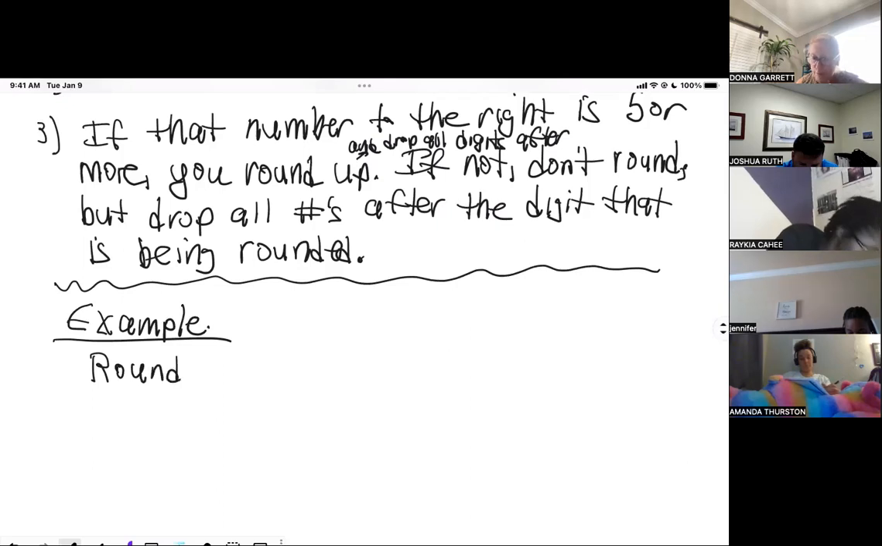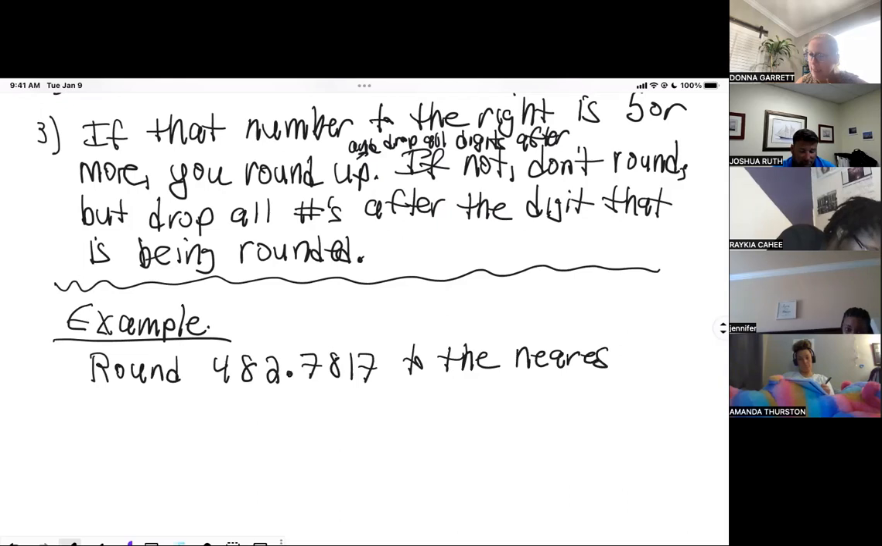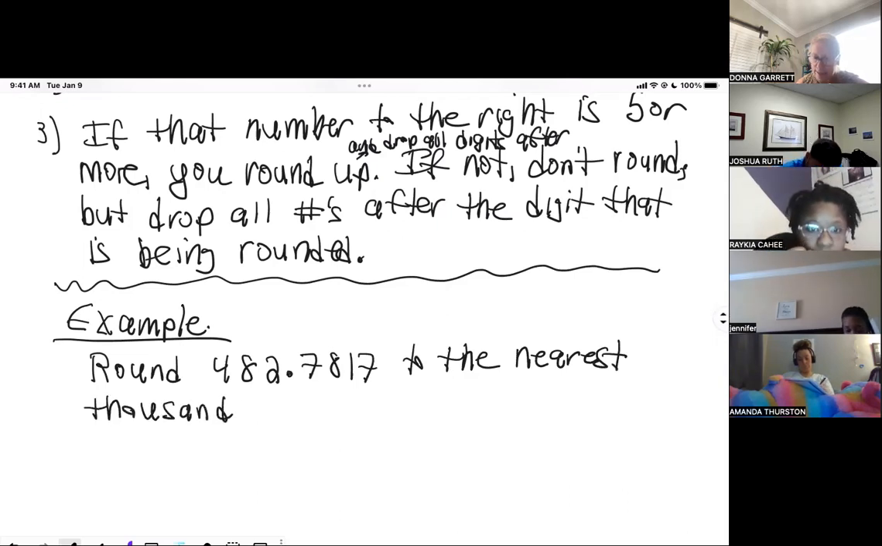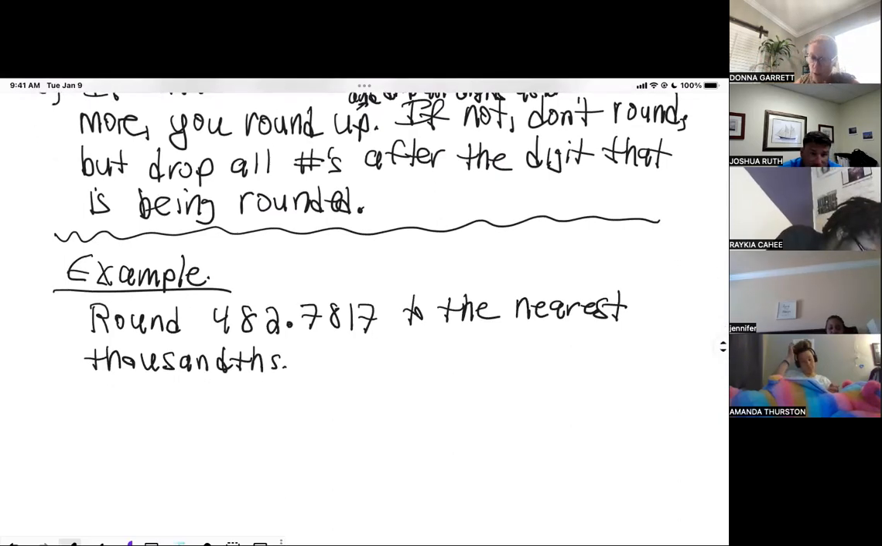Okay, so let's look at an example. We're going to round 482.7817 to the nearest thousandths. In order to do this, first you have to know what thousandths is and be able to find the thousandths place, right? All right, so I'm going to write it down here.